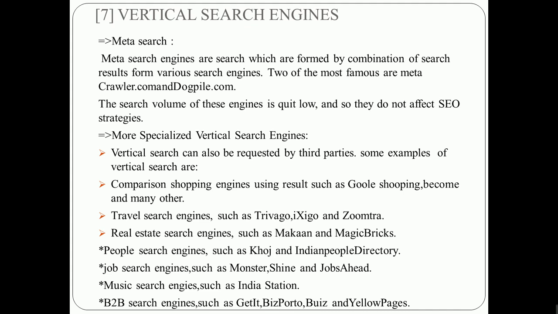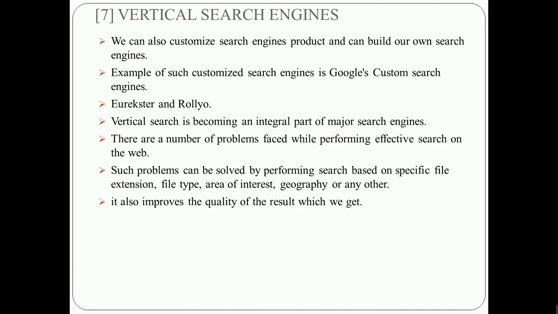If you see real estate search engines, such as Makaan.com and Magicbricks are there. These are different search engines which give you related offers like real estate. People search engines are like independent people directories. Then job search engines such as Monster, music search engines, and business to business search engines like Getty, Biz and Yellow Pages. These all can be helpful.